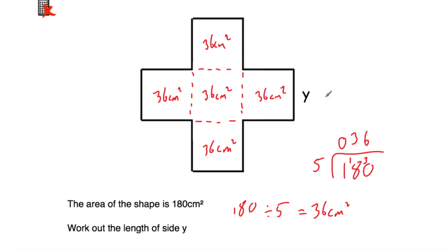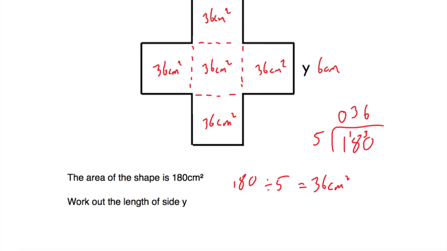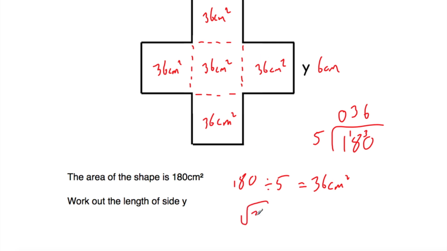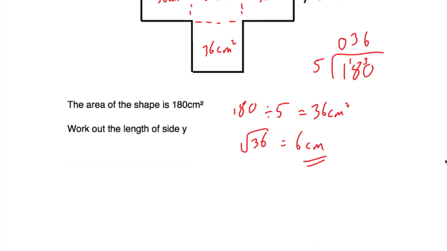So that means the length of this side would be equal to 6 centimeters. Or another way to consider that is, if you know the area of the square, you do the square root of that, so the square root of 36 is equal to 6. So that's 6 centimeters. So the length of this side is 6 centimeters. And if you got that, well done. Okay, let's look at our next question.